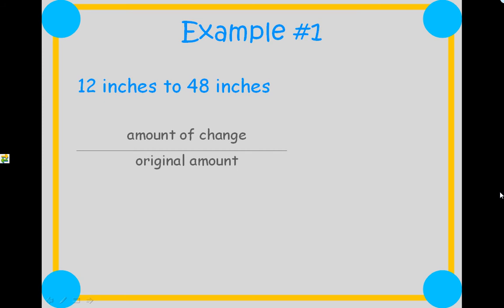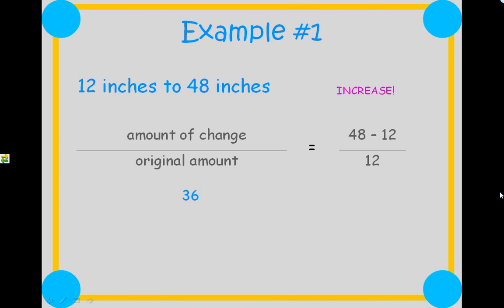Something is going from 12 inches to 48 inches. So, we're going to take the amount of change and divide by the original amount. To find the amount of change, we have to subtract. So that's going to be 48 minus 12, and this is an increase. We're going to take that amount of change and divide it by the original amount of 12. The original amount is going to be whatever was first.